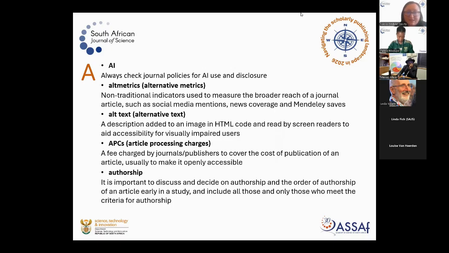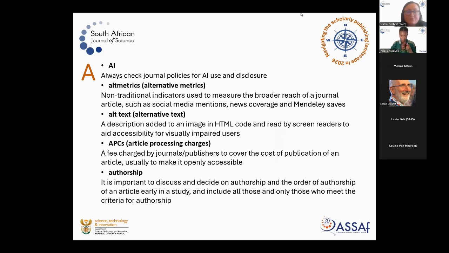Altmetrics, or alternative metrics, are non-traditional indicators used to measure the broader reach of a journal article, such as social media mentions, news coverage, and Mendeley saves. Alt text, or alternative text, is a description added to an image or embedded in an article and read by screen readers to aid accessibility for visually impaired users.